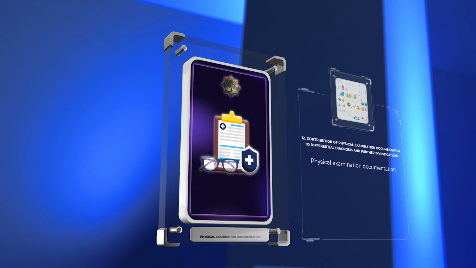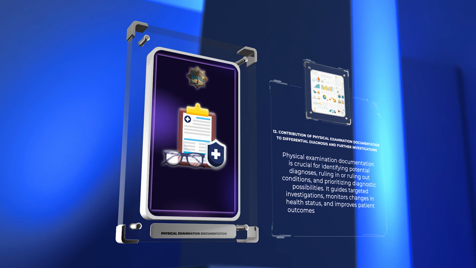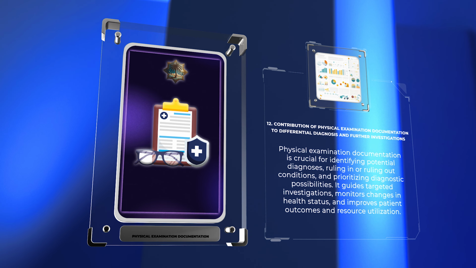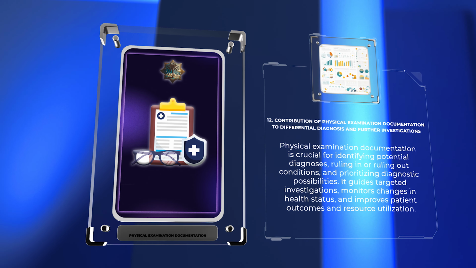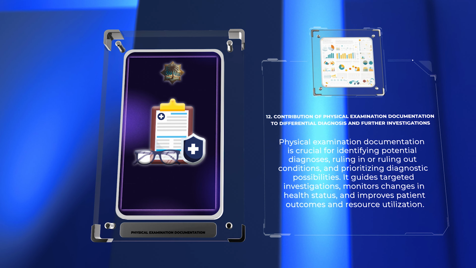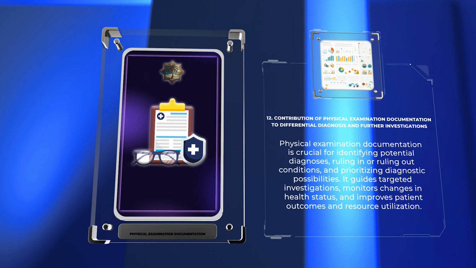Physical examination documentation is crucial for identifying potential diagnoses, ruling in or ruling out conditions, and prioritizing diagnostic possibilities. It guides targeted investigations, monitors changes in health status, and improves patient outcomes and resource utilization.